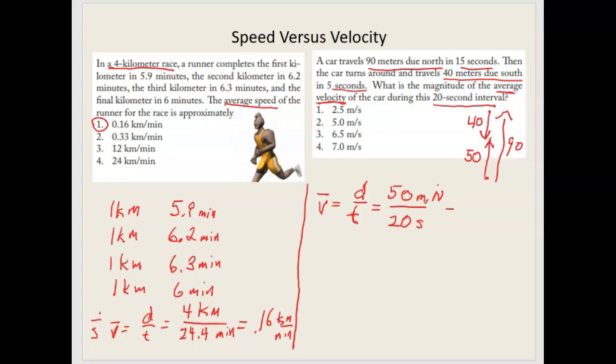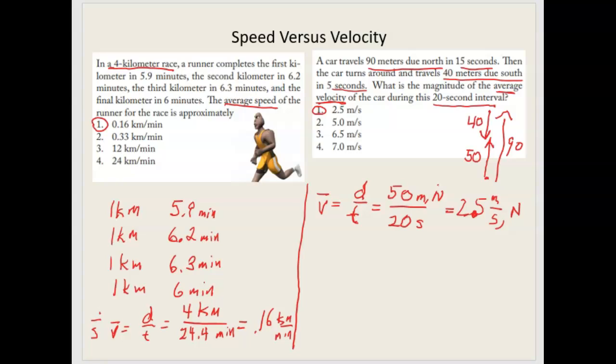We can leave the north off, but if you wanted to, you could put a little N over here for north. We divide these. 50 divided by 20, well, you can divide both numbers by 10, you get 5 over 2. 5 over 2 is 2.5. So we get 2.5 meters per second average velocity in the northward direction. Make sure the decimal is clear. It's asking for the magnitude of this average velocity, so we don't care about the north portion, we just care about the how-much portion, 2.5 meters per second. And so boom, we have our answer.